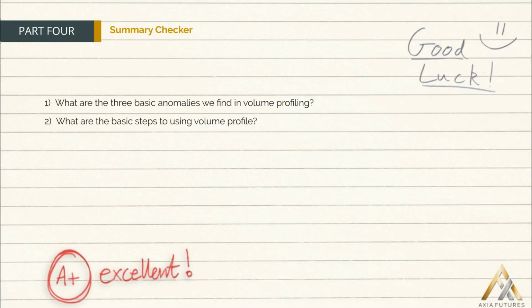Congratulations on finishing part 4. We're now going to test those principles that you learnt in part 4. Firstly, what are the 3 basic anomalies we find in volume profiling? What are the basic steps to using volume profile? Good luck.